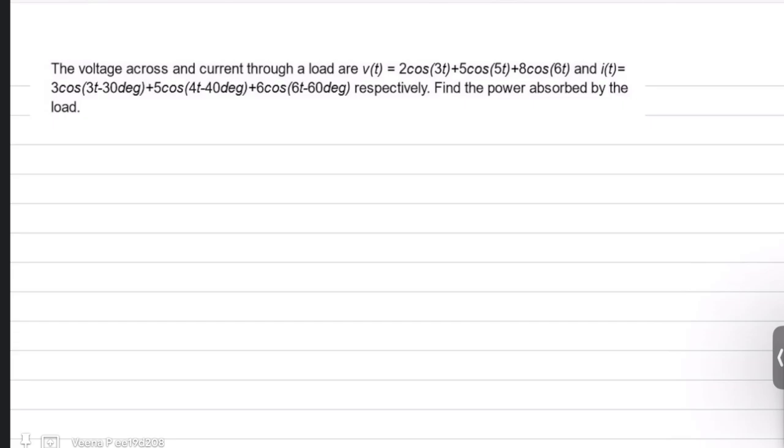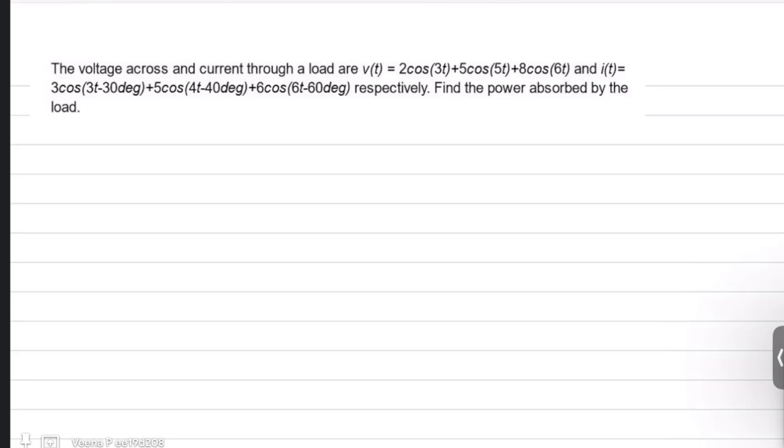The voltage across and current through a load are v of t is 2 cos 3t plus 5 cos 5t plus 8 cos 6t, and i of t is 3 cos(3t minus 30 degrees) plus 5 cos(4t minus 40 degrees) plus 6 cos(6t minus 60 degrees) respectively. Find the power absorbed by the load.